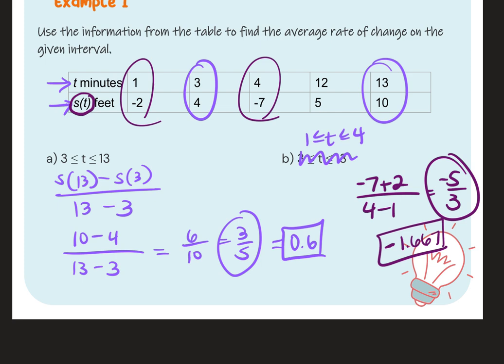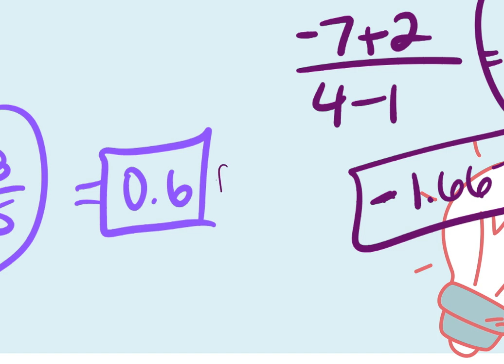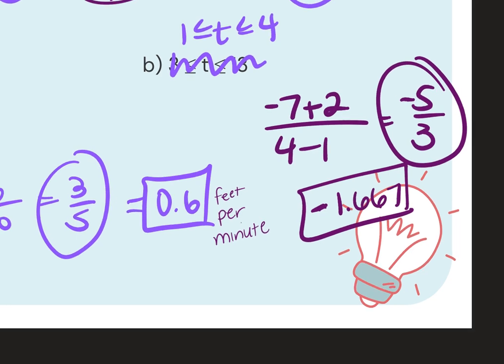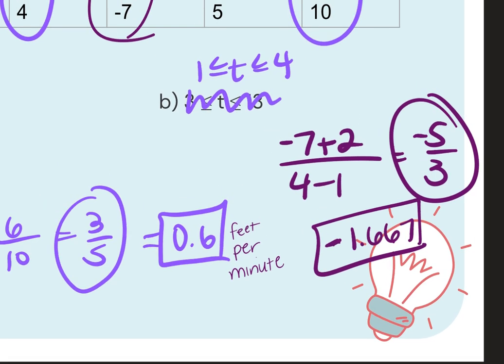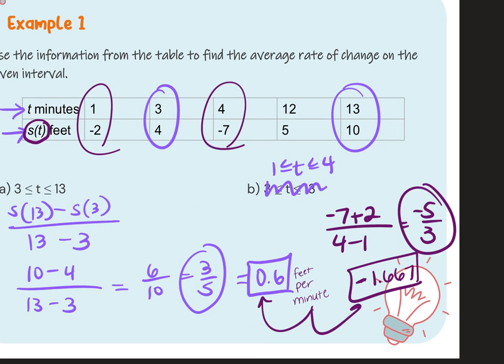Now, because it gave me units, it could also ask for the units here. So that is feet per minute. Feet per minute would be your unit, okay? So if it says include your units, or if it's a real world word problem, it tends to ask for units. You would want to make sure you include it. It would be for both. Questions on that one?